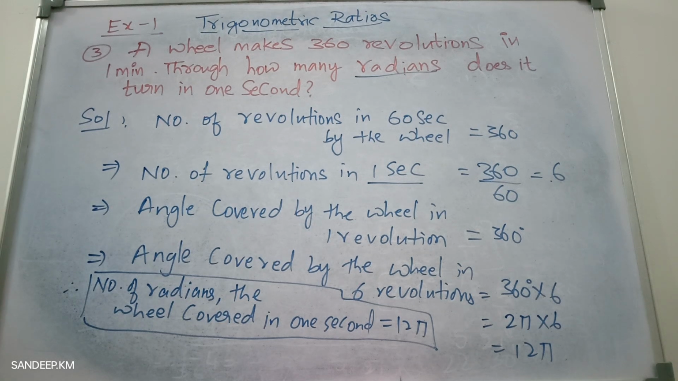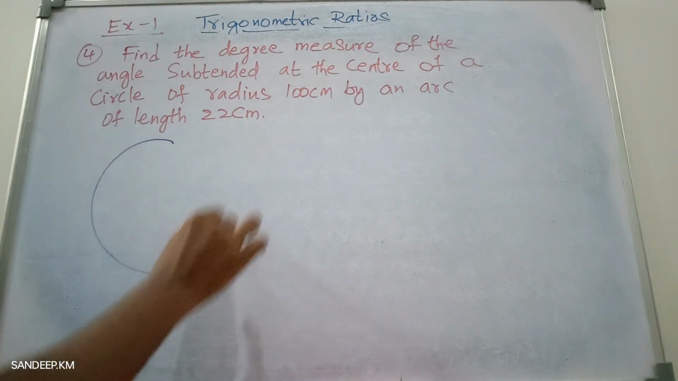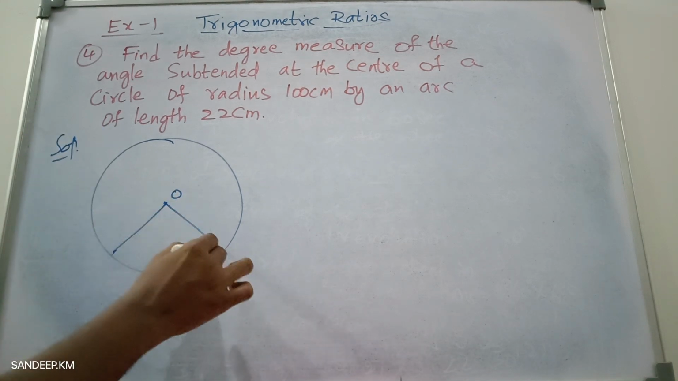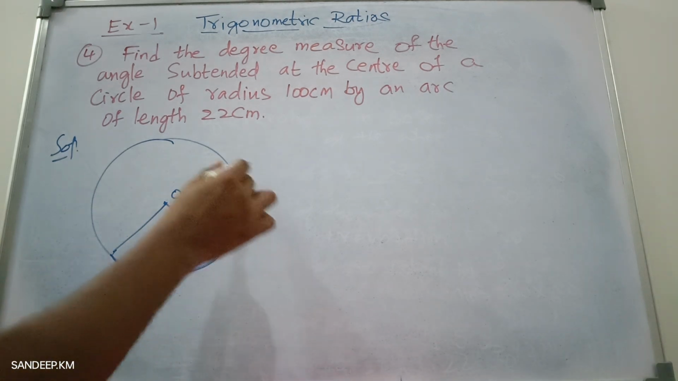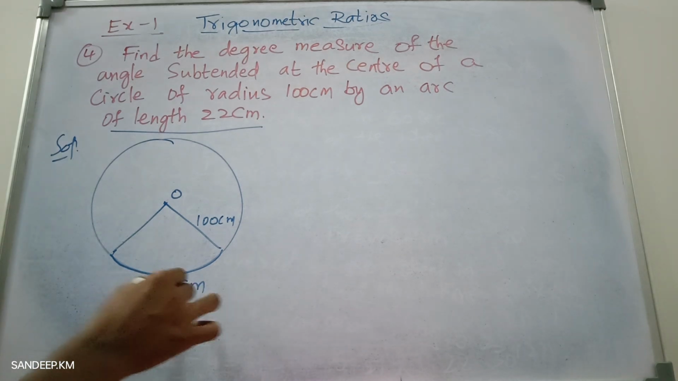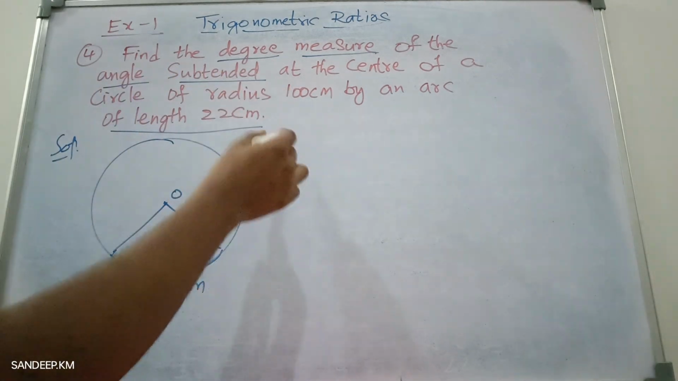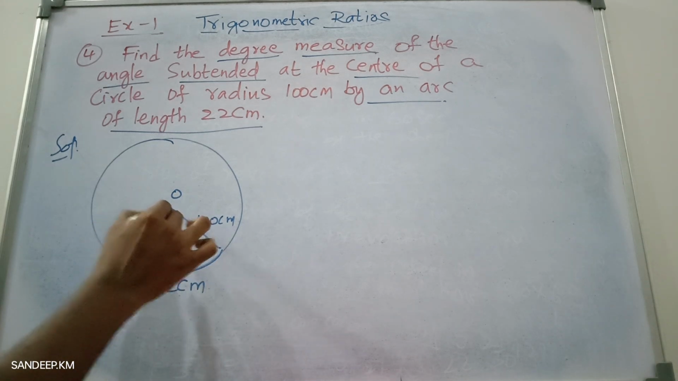So here is our fourth question. Find the degree measure of the angle subtended at the center of a circle of radius 100 centimeters by an arc of length 22 centimeters. So here is our circle and here is our center. The radius of this particular circle is given as 100 centimeters. The length of the arc is given as 22 centimeters, and they are asking us to find the degree measure of the angle subtended by this arc at the center. So this particular arc is subtending some angle at the center, right?